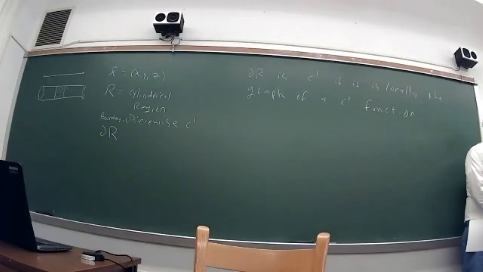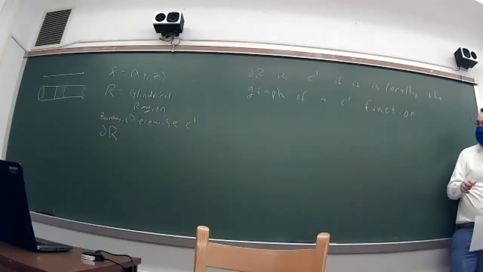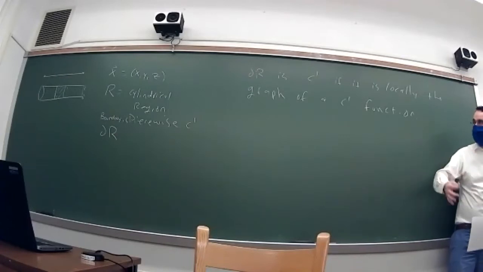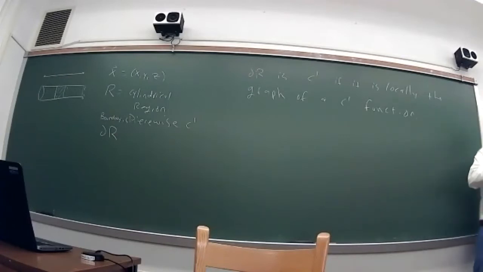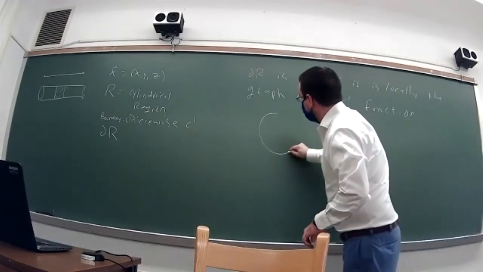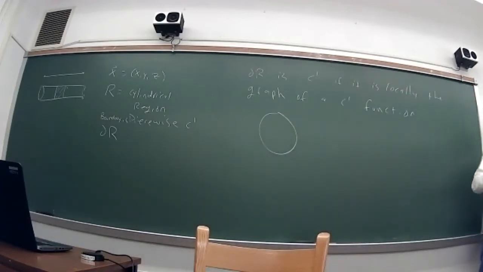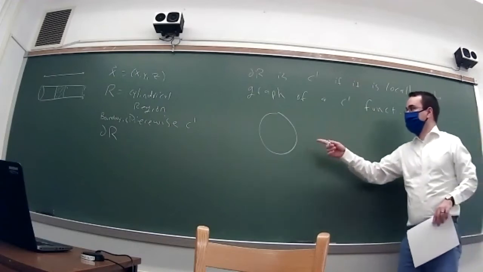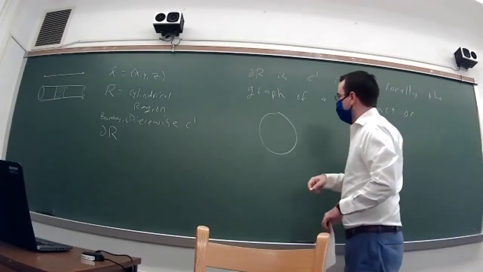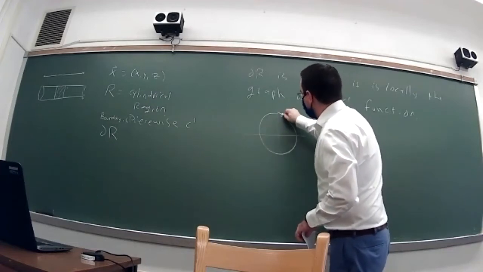So what does it mean to be locally the graph of a C1 function? This is not a course on differential geometry, so I'm not going to spend lots and lots of time on this, but I want to give you a clear idea of what I'm talking about. So, for example, you look at the circle. This is an example of something that is locally C1. It's the boundary of the disk, and it's locally C1.